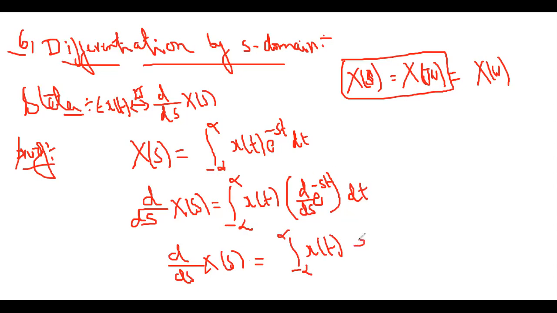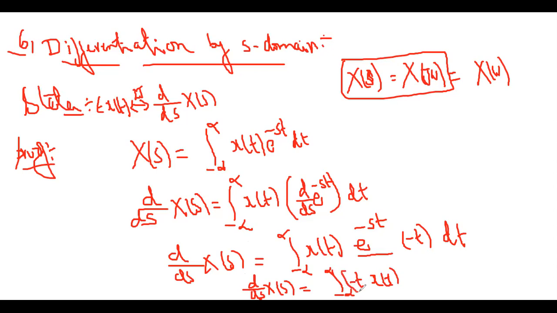Now what is the derivative of this one? Applying the derivative with respect to s of e power minus st, the s coefficient is minus t, into dt. You are applying the derivative with respect to s for the frequency s term, and for e power minus st, the s coefficient is t, that is minus t. So d by ds of X(s) is equal to the integral from minus infinity to infinity of minus t into x of t e power minus st dt.